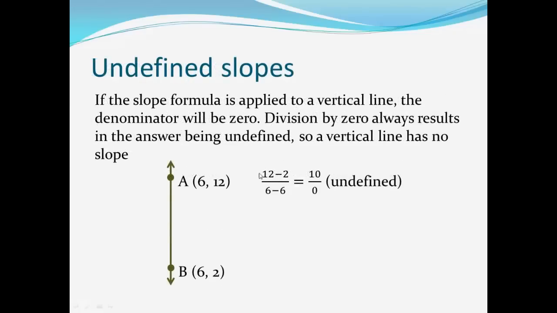So we start off with our y's, 12 minus 2, which is 10. But then because the x's are equal, 6 minus 6, that equals 0. You can't divide by 0. So your slope is undefined.